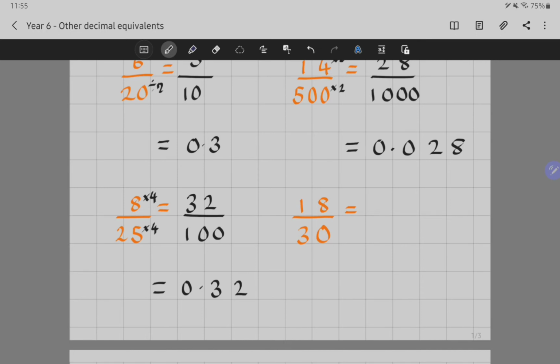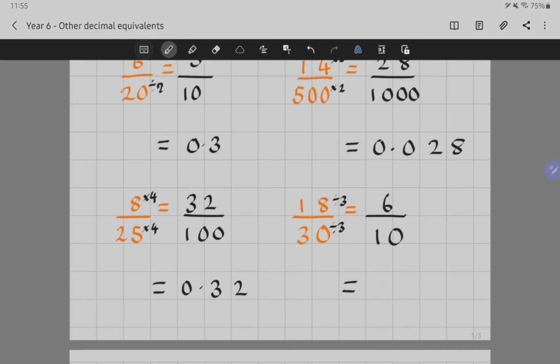18/30ths. Now 30, I'm not going to be able to multiply 30 to make it into 100, so I'm going to divide it instead. I'm going to turn it into a tenth, and 18 hopefully can be divided by the same number. If I divide 30 by 3, that would give me 10. And 18 is in the 3 times table as well, so I can divide that by 3. So 30 divided by 3 is 10, and 18 divided by 3 is 6. I've got 6 tenths this time.